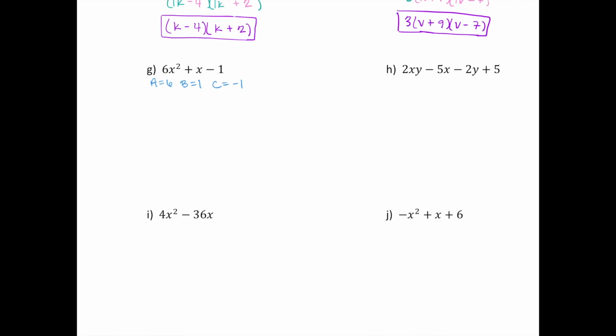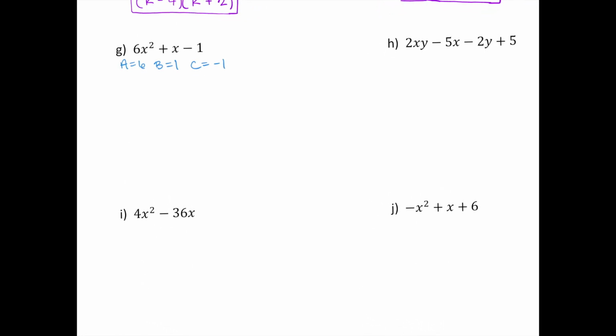Our next example, A is 6, B is 1, C is -1. Notice, first of all, that there's no GCF. So that's why I went straight into identifying the A, B, and C. And we do our number game. So two numbers that multiply to A times C, 6 times -1 is -6, but adds to a +1. Those two numbers are a -2 and a +3.